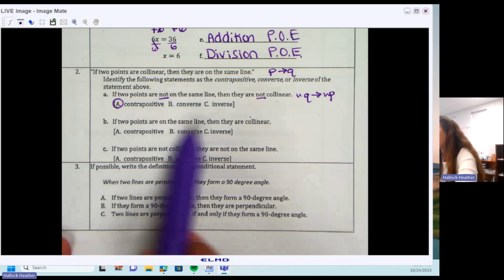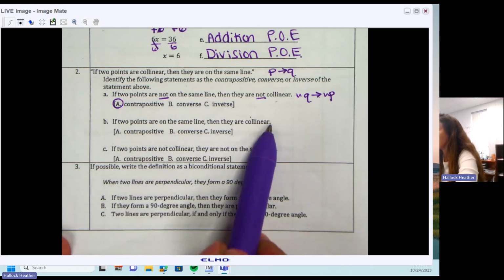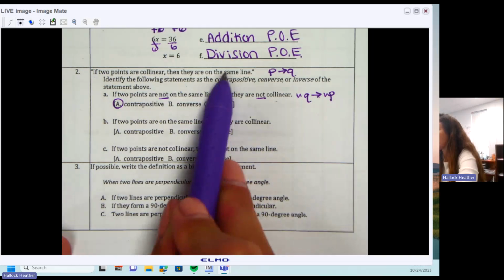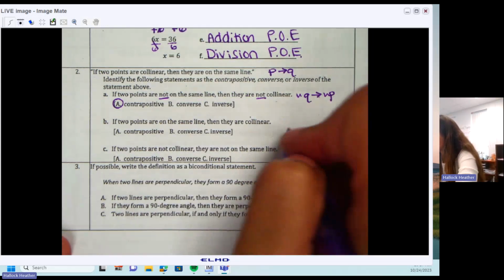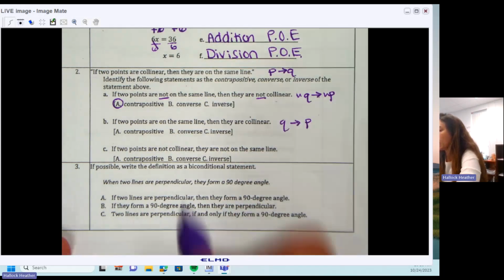These are not negative. They're not negated at all. All they did was they took collinear, which was in the front, now it's in the back. Same line was in the back, now it's in the front. So they just switched Q and P. So that is a converse.